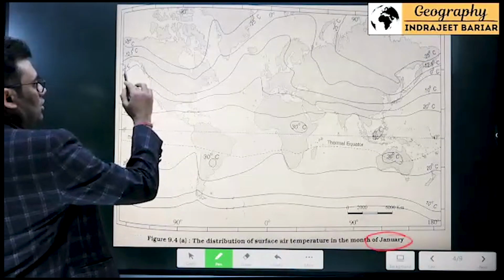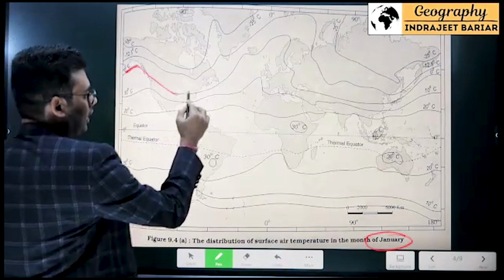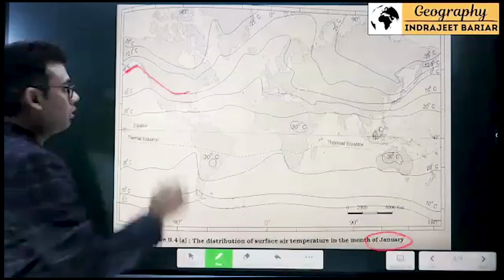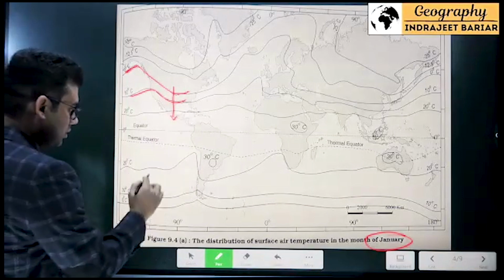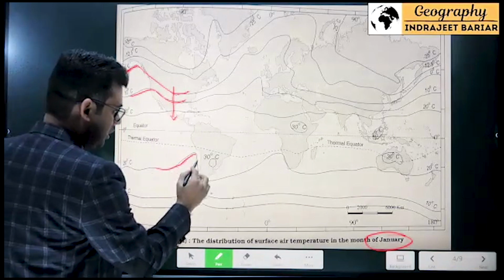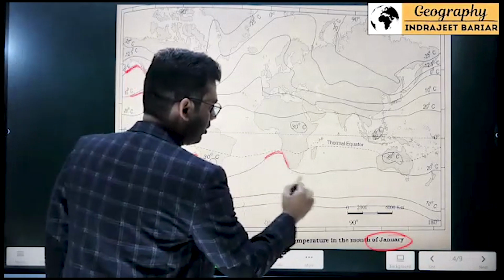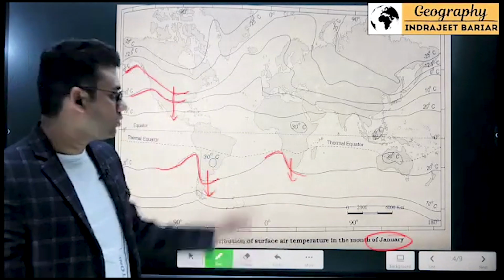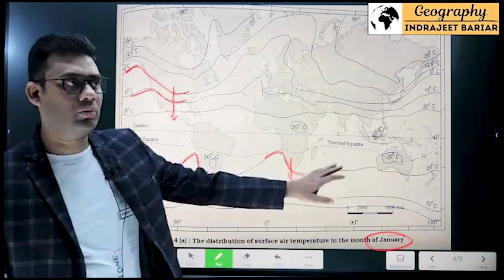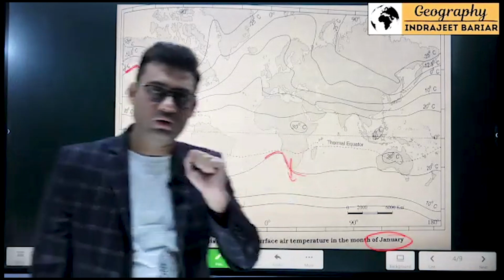Let's check this. If I see this isotherm, check over here, over ocean, and as land comes, it bends here. Then it bends over here, towards south. Similarly, over here, moving like this and bending south. See, southward bending. So in the actual isothermal map, I can see this difference, the deviation, first of all.